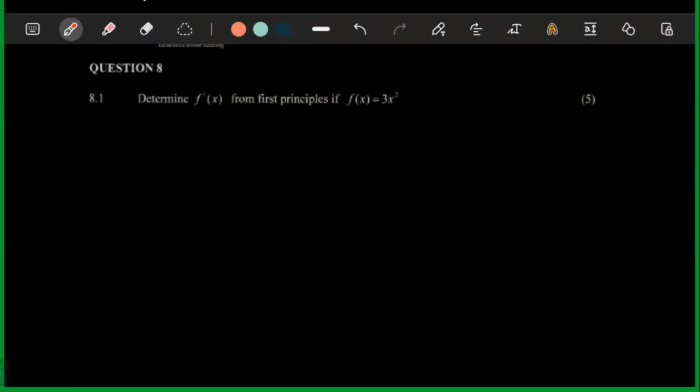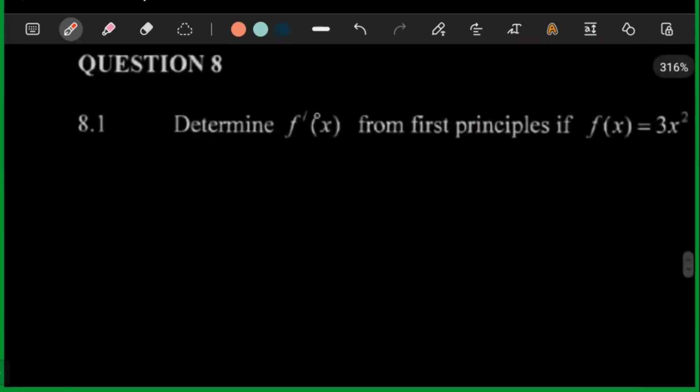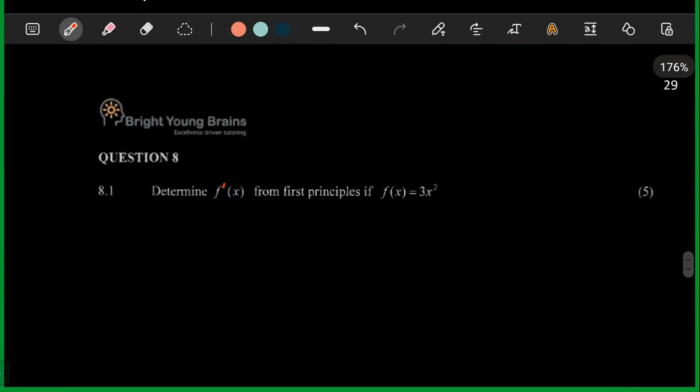Question number 8 seems okay. It says determine the first derivative from first principles. This question is basic. Normally, what you want to do is just find out what the answer looks like so that you know what you're working for.